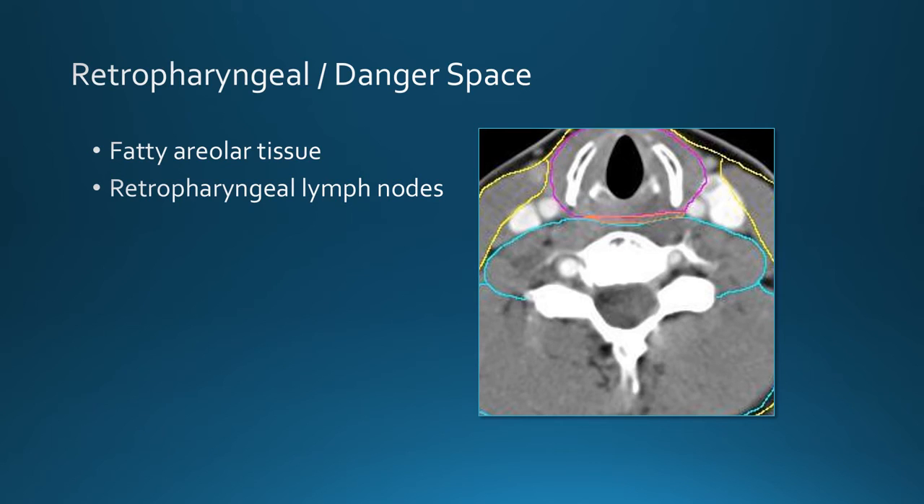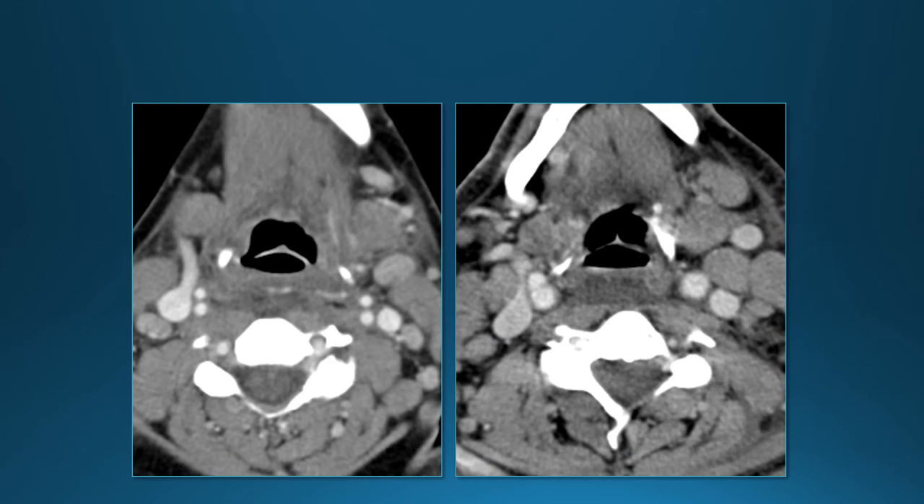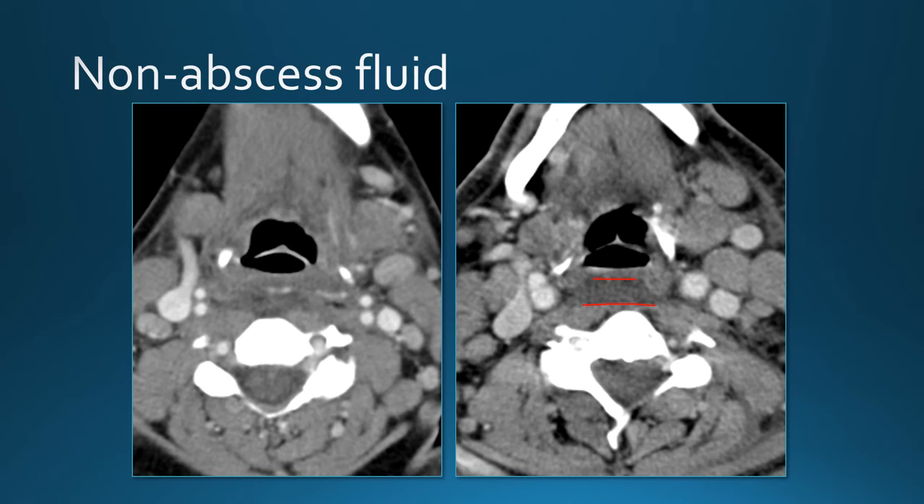So what's in the space normally? Just some fatty areolar tissue and the retropharyngeal lymph nodes. So the pathology, we can get non-abscess fluid and, of course, an abscess. We can get nodal metastases, most commonly from nasopharyngeal or thyroid cancer, and we can get lymphoma. So here's our patient again with this low-density retropharyngeal lesion. Notice in this case it has a relatively flat contour, no enhancement around it. This is non-abscess fluid.